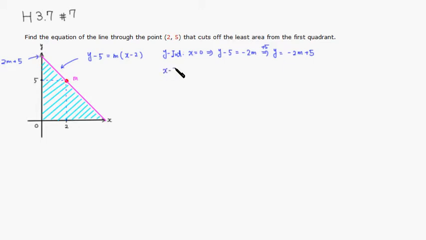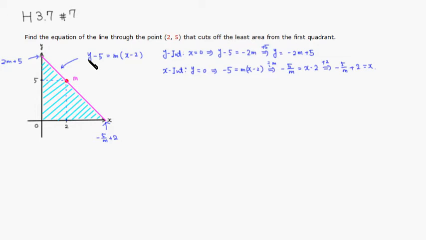Then the x-intercept. In order to find the x-intercept, we set y equal to 0. So plug in 0 for y, so negative 5 is equal to m times the quantity x minus 2. I'll just keep it that way, then divide through by m, so that you have negative 5 over m is equal to x minus 2. By adding 2 to both sides, you have negative 5 over m plus 2 is equal to x. So the x-intercept is negative 5 over m plus 2.